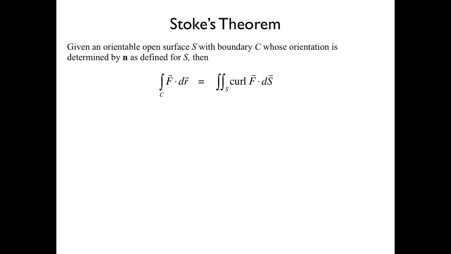Given an orientable open surface S with a boundary C whose orientation is determined by n, then the line integral around the boundary of that open surface is equal to what? The flux of the curl of F through that surface.